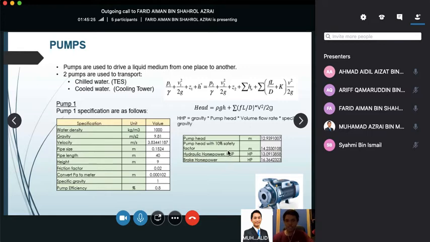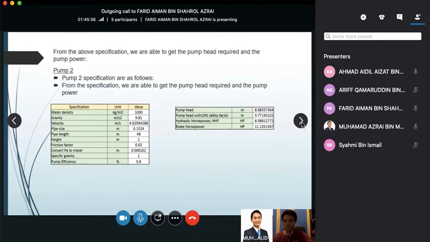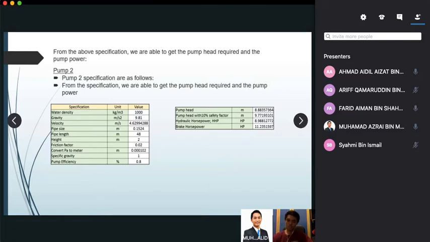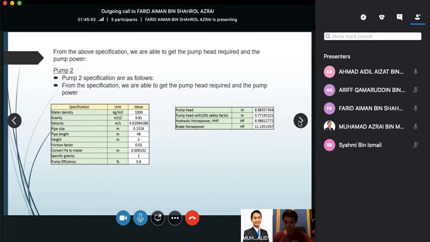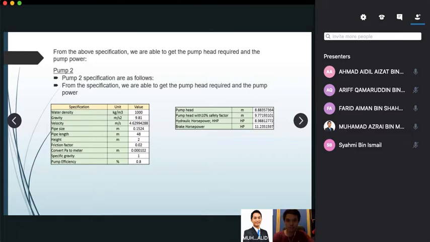With added safety factor and also the brake horsepower and efficiency, we obtain the brake horsepower to be 16.36 horsepower. As for pump 2, we use the same equation, which is incompressible fluid flow. The pump head obtained is 8.88 meters. With added efficiency and safety factor, the brake horsepower obtained is 11.26 horsepower.